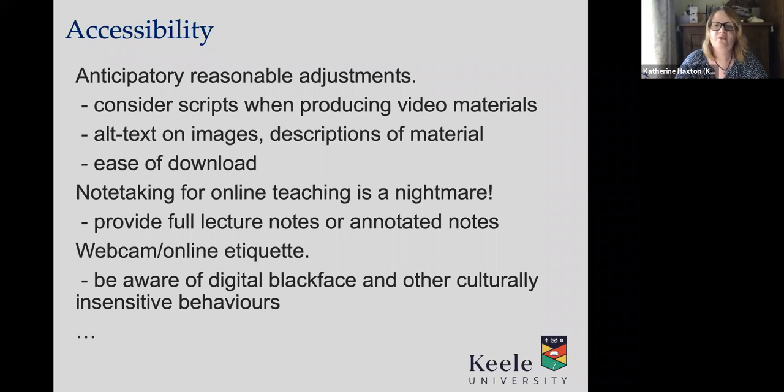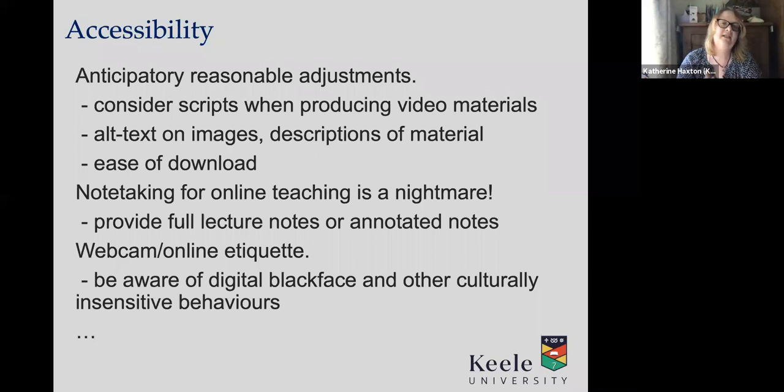Is anyone taking notes during this session? I've tried a few webinars and things, and I've tried having the Zoom screen small and taking notes on a Word document. I've tried the good old pen and paper. With a lot of our students learning off computers, it's actually really, really hard to take notes. So I think there's a bigger case for providing full session notes or annotated notes.